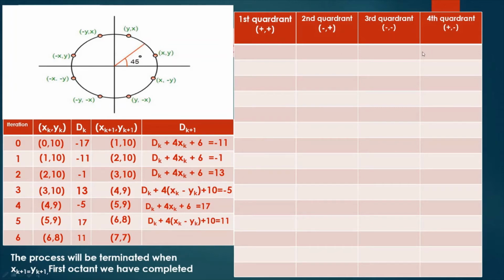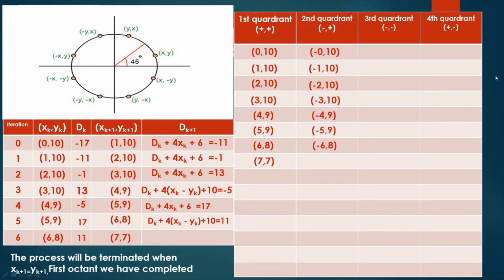Now, by formula, you have to draw this circle by this table. So first, write down all quadrants here. The first quadrant is positive, positive. So write down all points here. Now second, it is negative, positive. Third, it is negative, negative. And fourth, it is positive, negative.